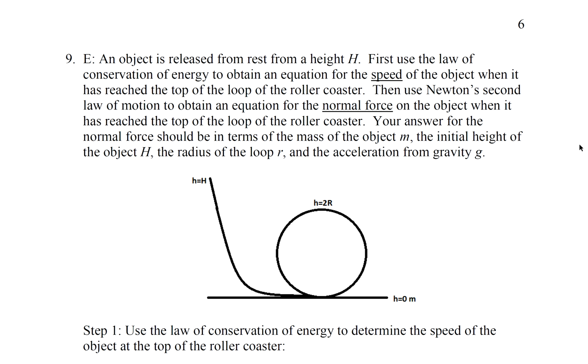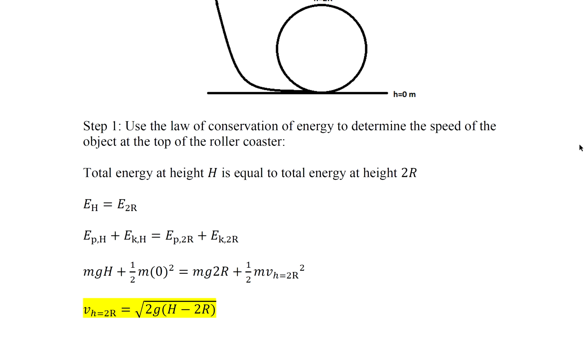Question 9. An object is released from rest from a height h. First, use the law of conservation of energy to obtain an equation for the speed of the object when it has reached the top of the loop of the roller coaster. Then use Newton's second law of motion to obtain an equation for the normal force on the object when it has reached the top of the roller coaster. So we have not learned about energy yet. You'll learn more about energy later, hopefully.